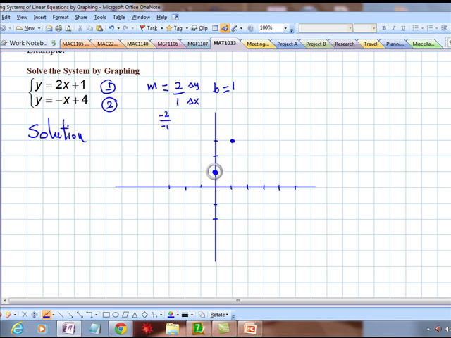Then you start from the y-intercept. -2 means you go down by 2 and go to the left by 1. If you want to be more precise, you can find another point from here: go up 2 and to the right 1. So I have a new point here. Then you just draw a line. I connect the points together and extend it a little bit. And then now let's graph line 2.